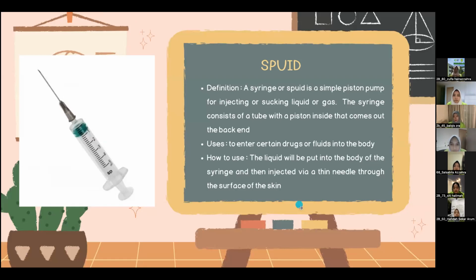Syringe. Definition: a syringe or a spread is a simple piston pump for injection or sucking liquid or gas. The syringe consists of a tube with a piston inside that comes out the back end, used to enter certain drugs or fluid into the body.